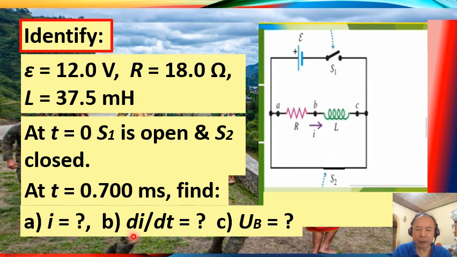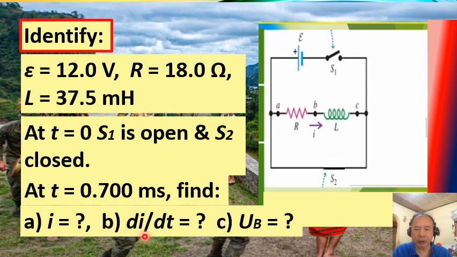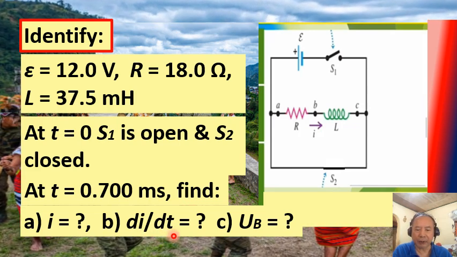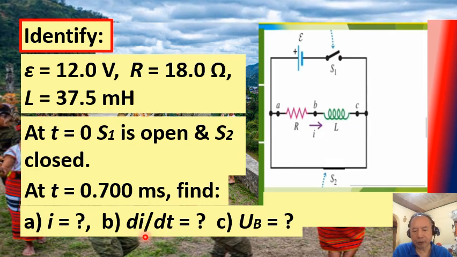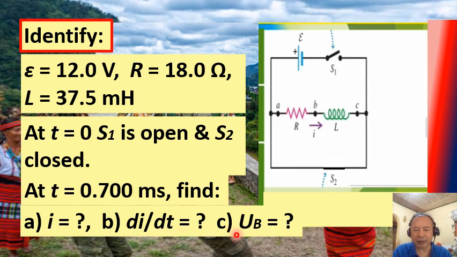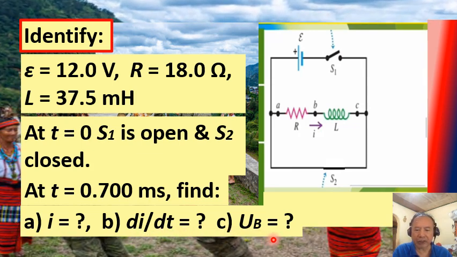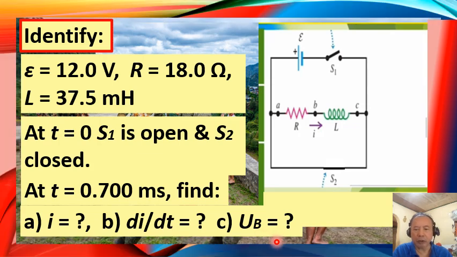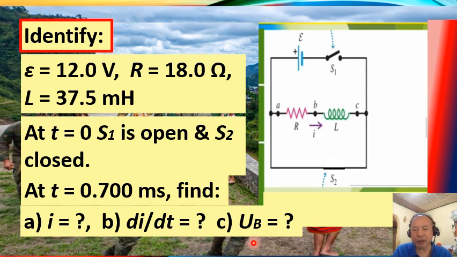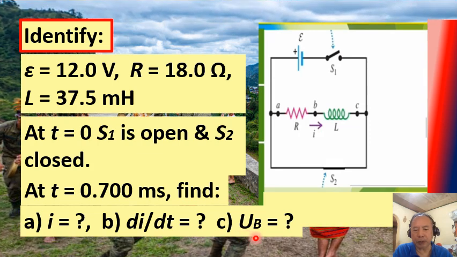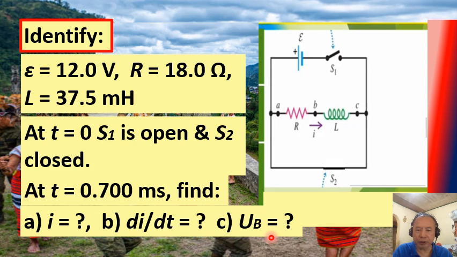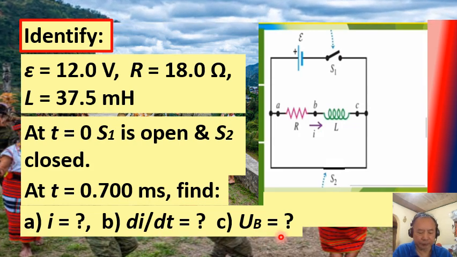In part B, you are also required to find the rate of change of the current denoted by dI over dt. And lastly, in part C, we are asked to find the amount of the magnetic energy denoted by capital U sub B that is stored in the inductor.